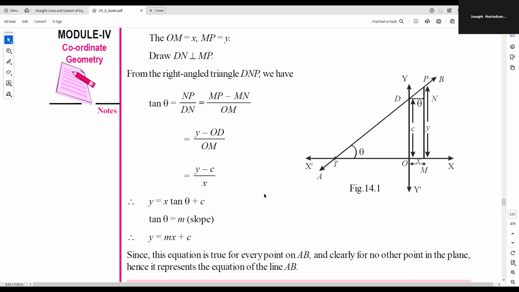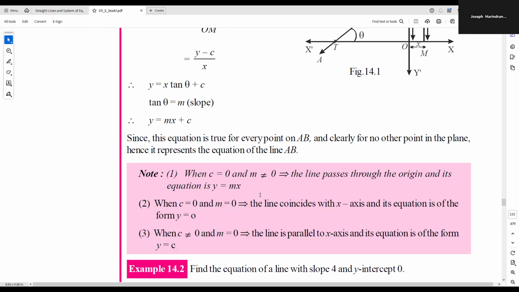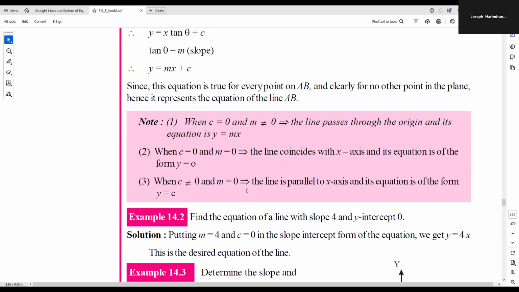So this is the first thing. This is also known as slope intercept form, y is equal to mx plus c. Move on to the next. Here are some special cases: c equal to 0 means the line passes through the origin, and its equation is of the form y equal to mx. If c is 0 and m is 0, all are 0, means y is equal to 0, which is the x-axis itself. And y equal to c gives the equation of a line parallel to the x-axis.